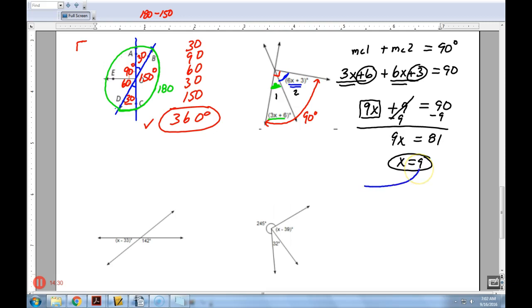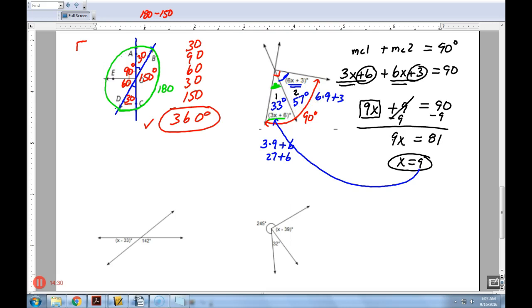So I'm going to take this 9 and plug it in to find out the real measure of it. So angle 1 is 3 times 9 plus 6, or 27 plus 6. So that would be 33 degrees. Now I could right now figure out angle 2 just by subtracting 33 from 90, but I'm going to plug it in to make sure that it works. So I'm going to do 6 times 9 plus 3, which is 57. And hey, it checks out. 33 plus 57 has to be 90 degrees.